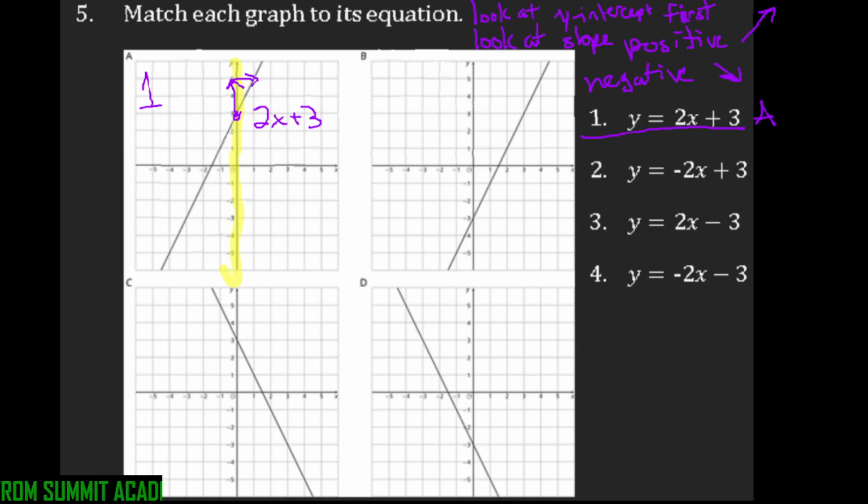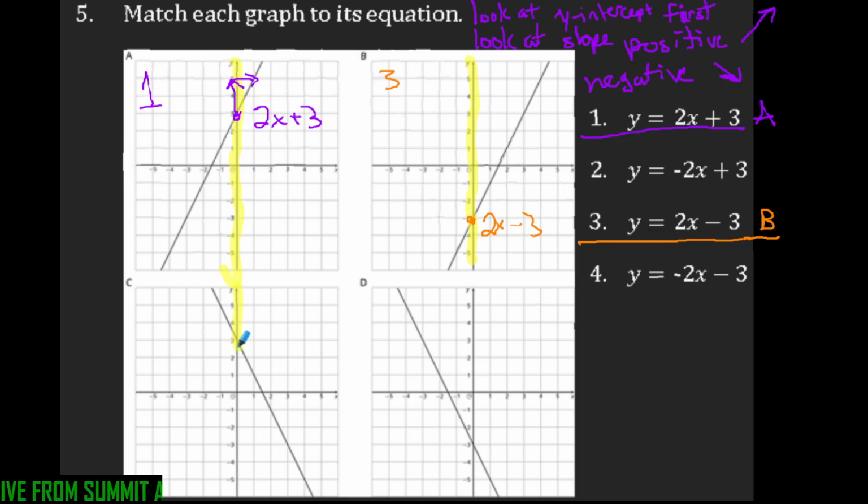However, for the next one, let's look at that one. If I highlight my y-axis, I notice it hits the y-axis at the point -3, and it also has a positive slope, so this should be 2x minus 3. So we're going to say it's going to be this one right here. So this one is going to be B. So that's number 3.